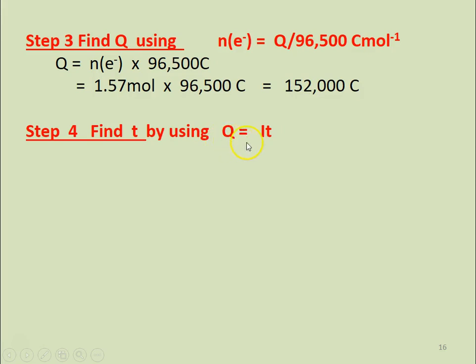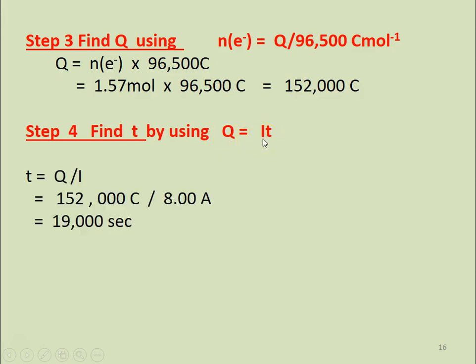So you know Q, you know the current from the question. So you rearrange this to find T. So multiply it on this side, take it over the other side and divide it. So you've got 19,000 seconds.